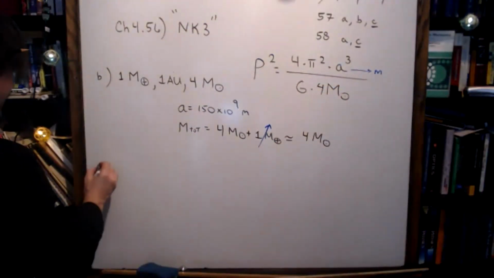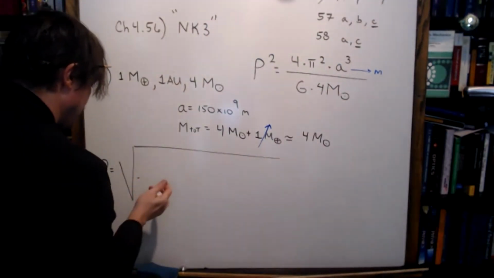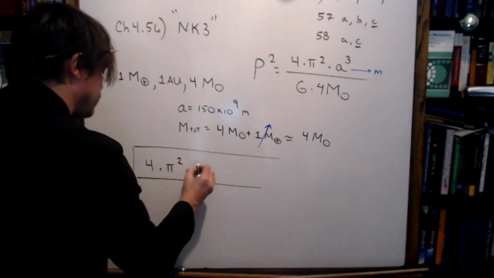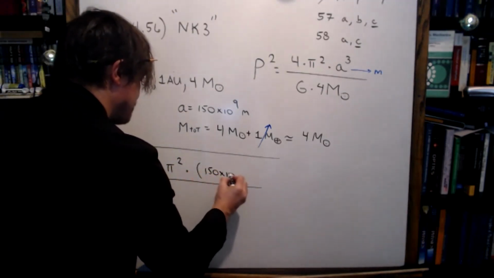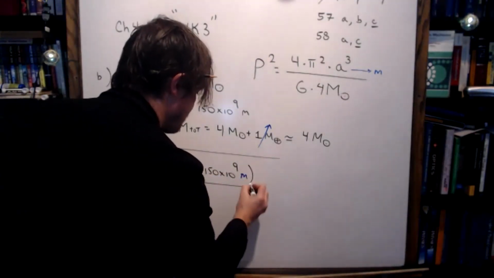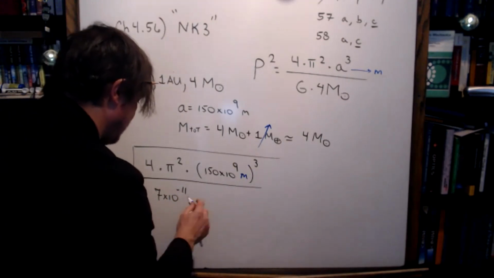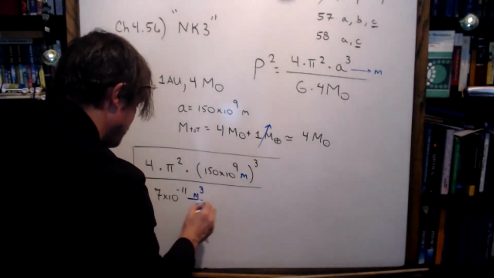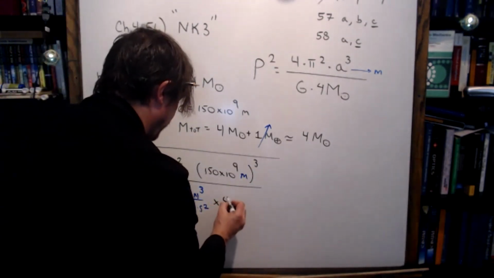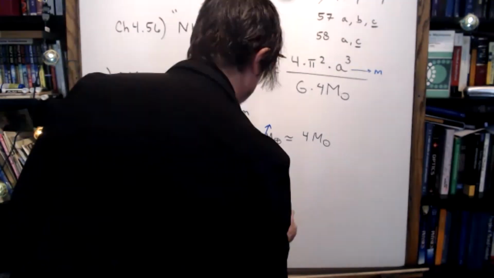So let's go ahead and solve that now. P is equal to the nice big square root of 4 times pi squared times 150 billion meters cubed divided by G, 7 times 10 to the minus 11 meters cubed per kilogram per second squared, times 4 times the mass of the sun.